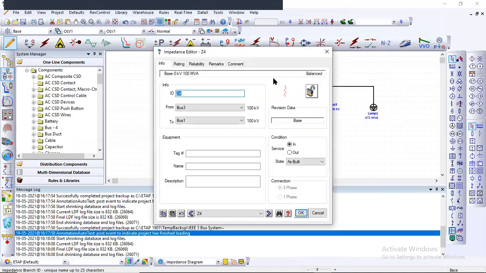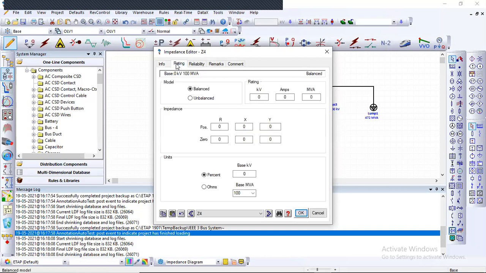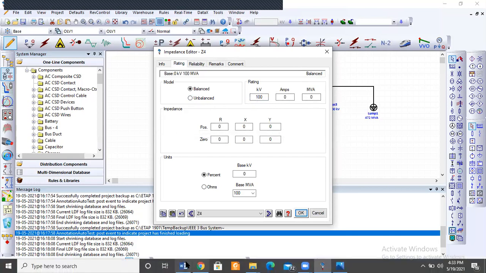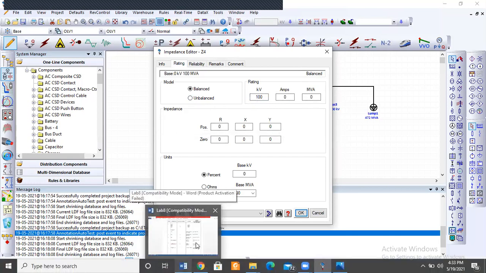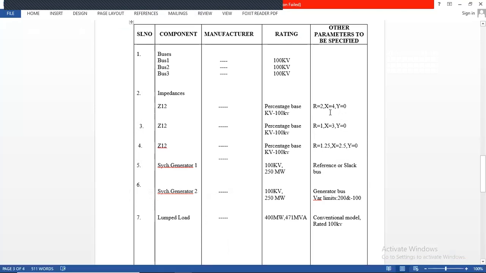Double click the impedance, and we need to select the ID that would be from 1 to 2, and the impedance rating would be at this level. So we need to place the kV rating, which is 100 kV. It is not necessary to select all the things, such as ampere rating and MVA rating. So the value of resistance, R, would be 2.4 and 0.